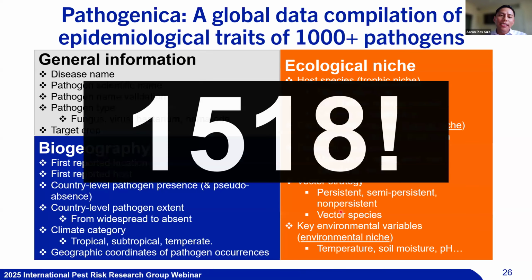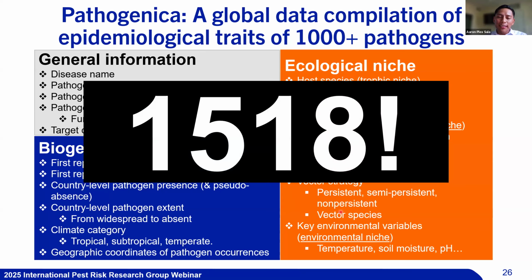And so currently we have 1,518 pathogen species in this global database. And if you are willing to collaborate and improve this database, I am happy to tell you more about this one.